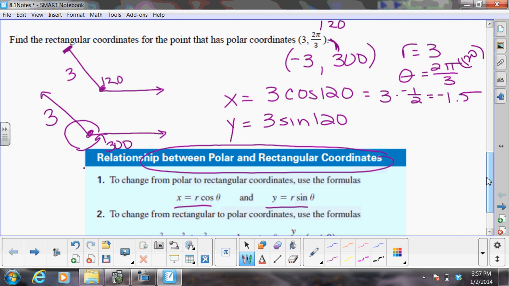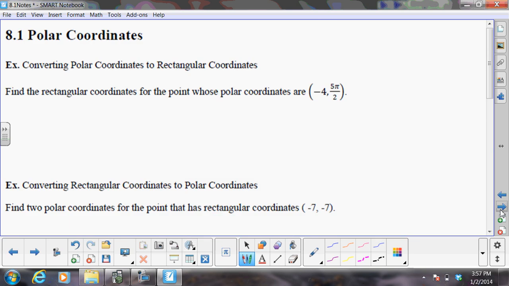Sine of 120 is radical 3 over 2. So 3 times radical 3 over 2 equals 3 radical 3 over 2. And there's your point, xy. Negative 1.5 is the x. 3 radical 3 over 2 is the y. So there's polar graphs, which is the r and the theta. Then there's our rectangular coordinates, which is a regular coordinate grid, which is our xy's. Those are the two pieces you need to know to figure it out.